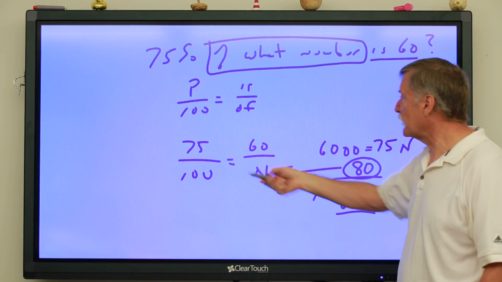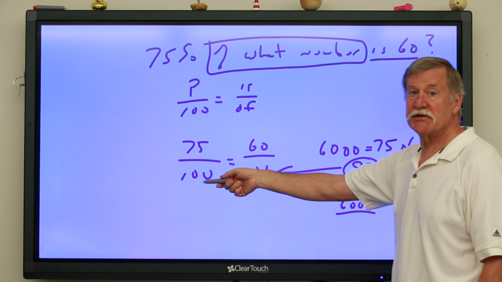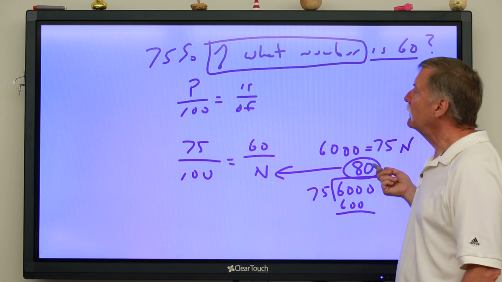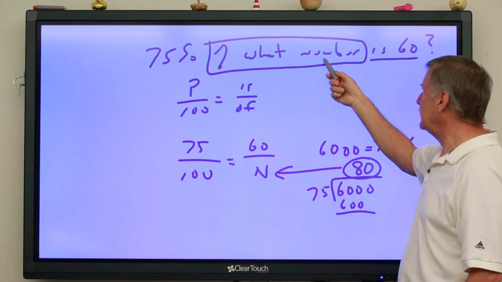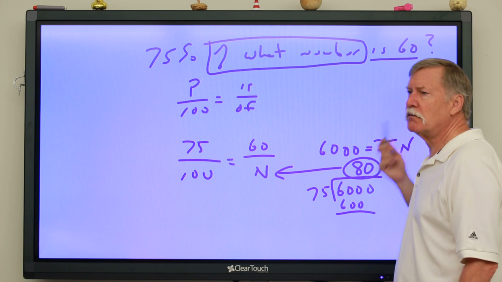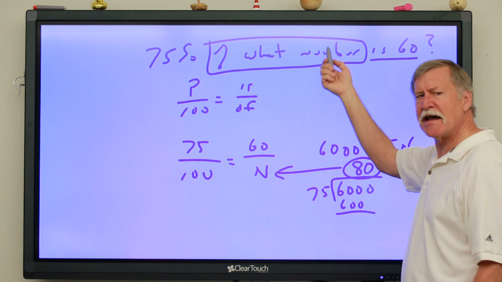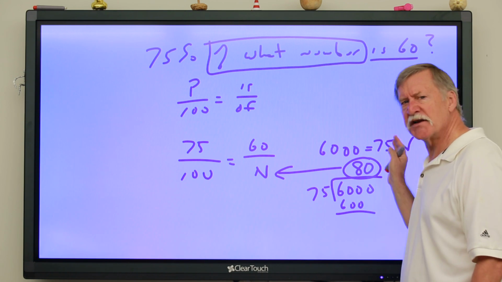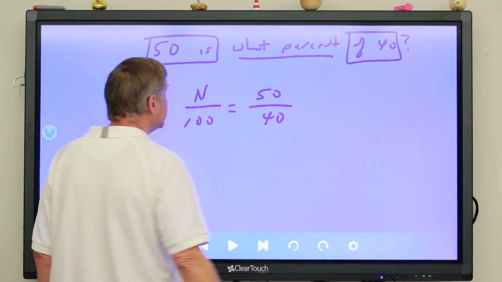6,000, will equal the cross product, n times 75, or 60 times 100 divided by 75. 6,000 divided by 75 is exactly 80. And then we ask ourselves, does that make sense? 75% of 80 is 60. Well, 60 is more than half of 80, and 75% is more than half. So, yeah, that does make sense. All right. Just little things like that can help you catch mistakes. So take the time to do them.